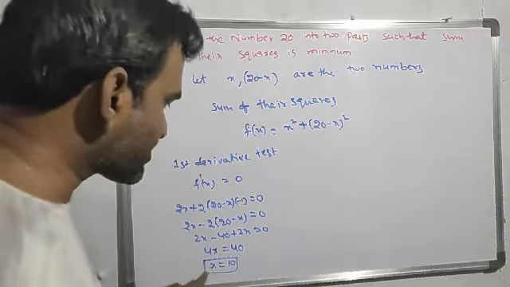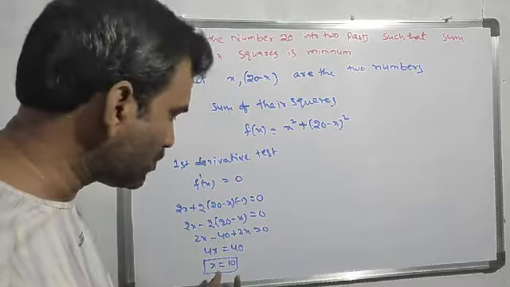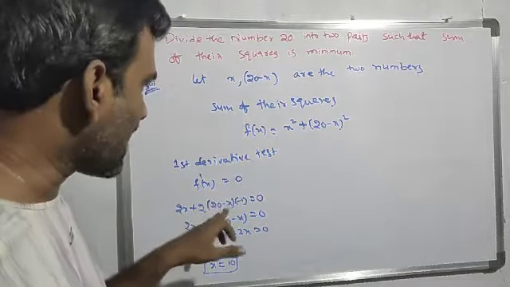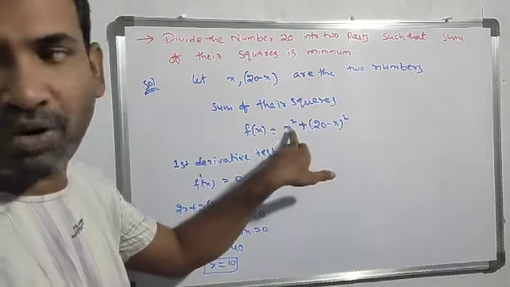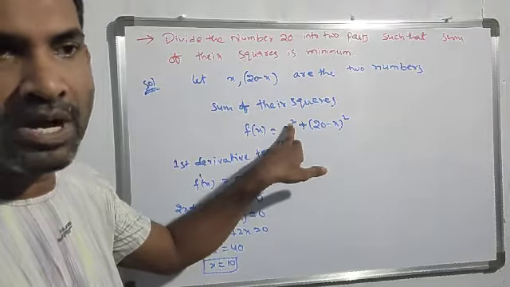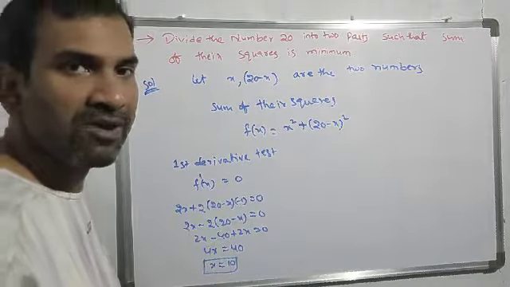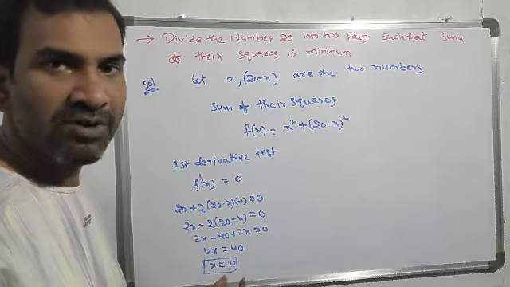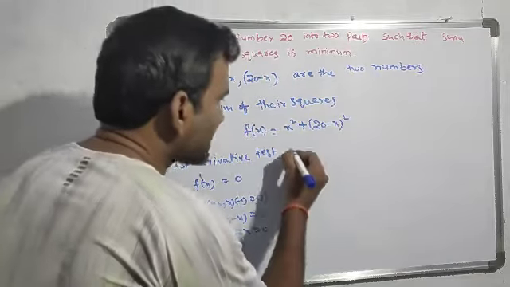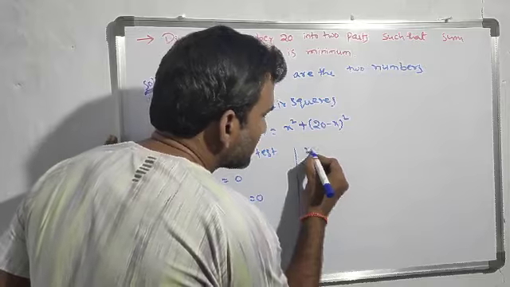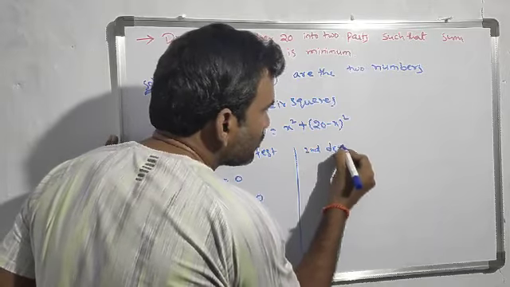So what is our stationary value? 10, because here I am getting a linear equation from the differentiation, so only one value. At x equal to 10 we have to check. That means I am taking the second derivative test.